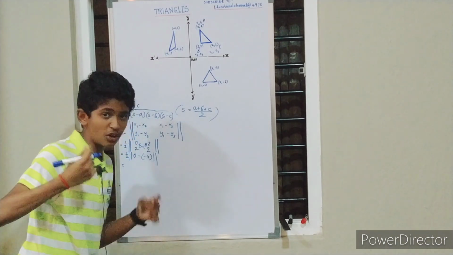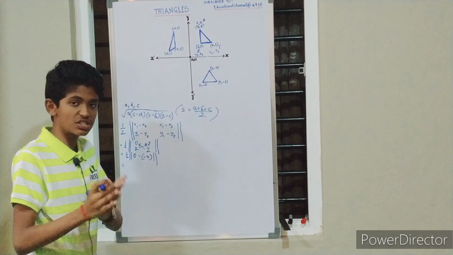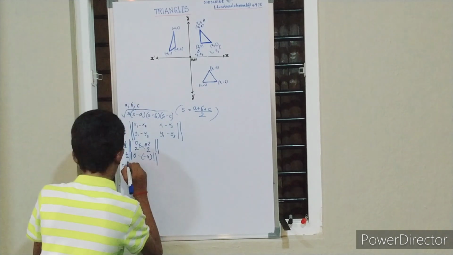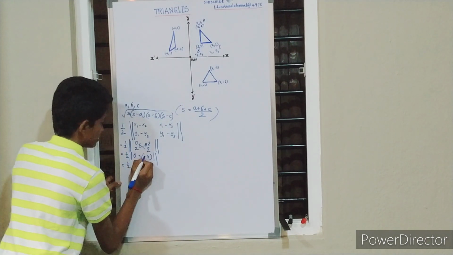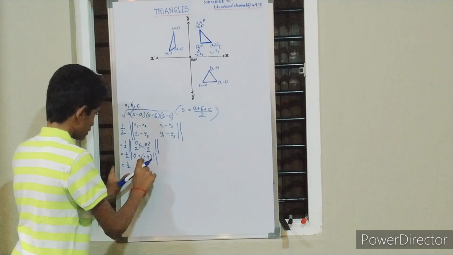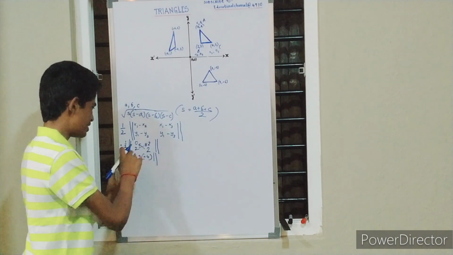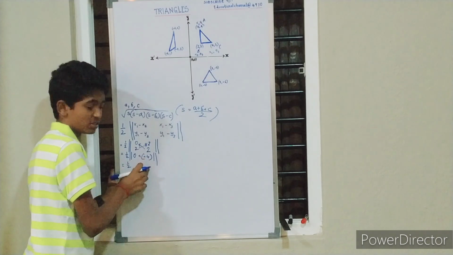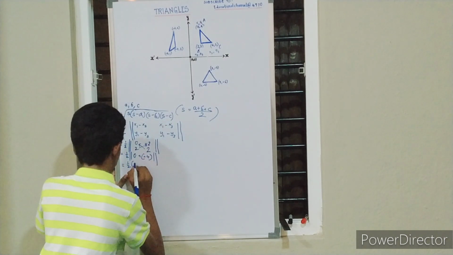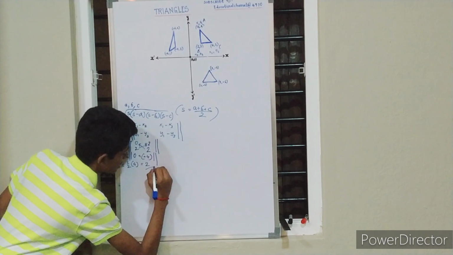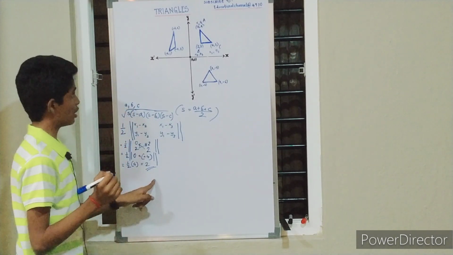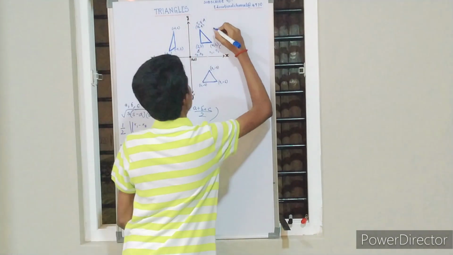Because the area cannot be negative. Area of any shape cannot be negative. Half of 0 minus of minus 4. Minus of minus becomes plus. So you have a positive sign. Remove the modulus because you have a positive one. And half of 4, which is 2. 2 square units is the area of this triangle.